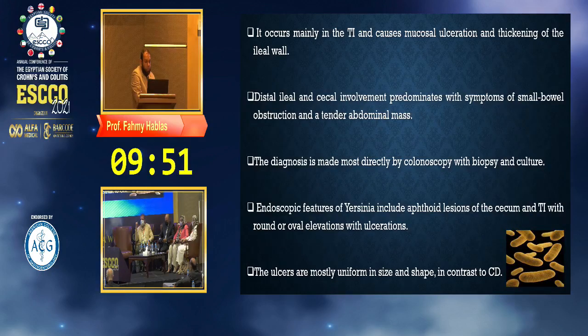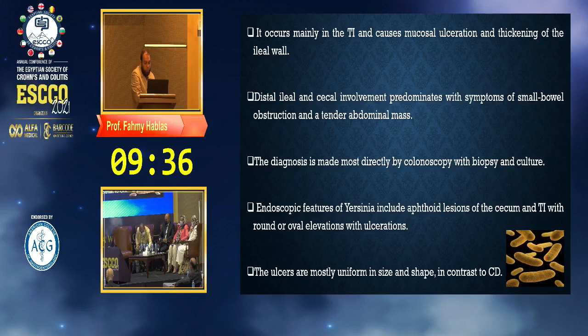Yersinia enterocolitica occurs mainly in terminal ileum and causes mucosal ulceration and thickening of the ileal wall. Distal ileal and cecal involvement predominate, and patients may present with obstruction. Diagnosis is made by colonoscopy with biopsy and culture.